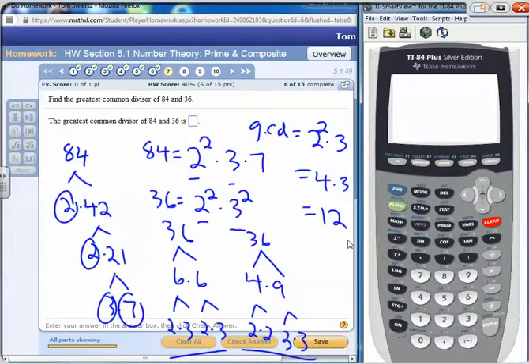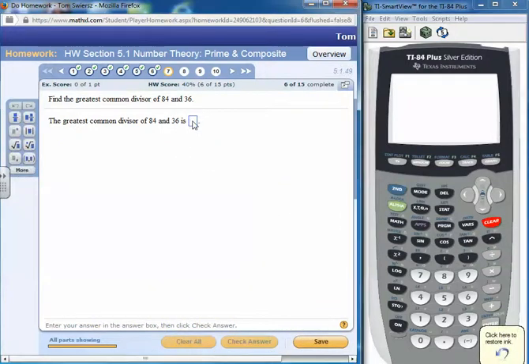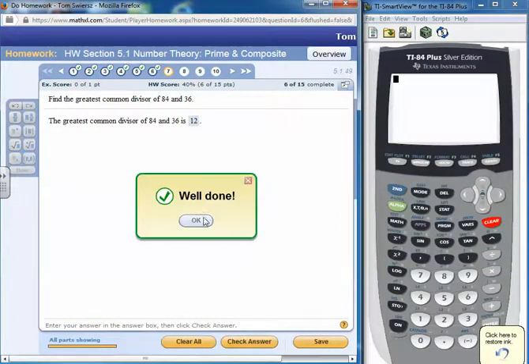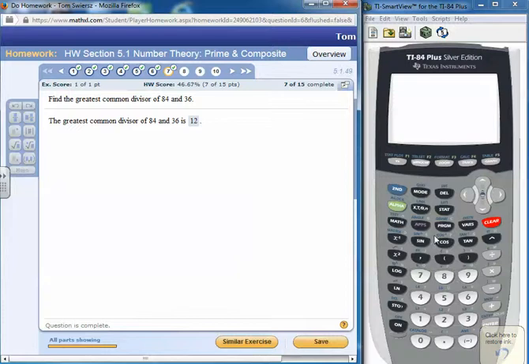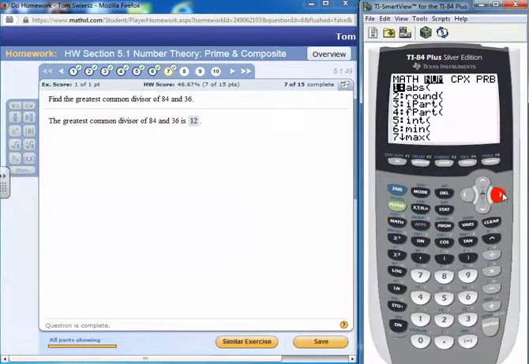Okay? So again, we can put that in, and that is our correct answer. And remember, on the calculator, it is what? Simply do the math. Over to numbers.